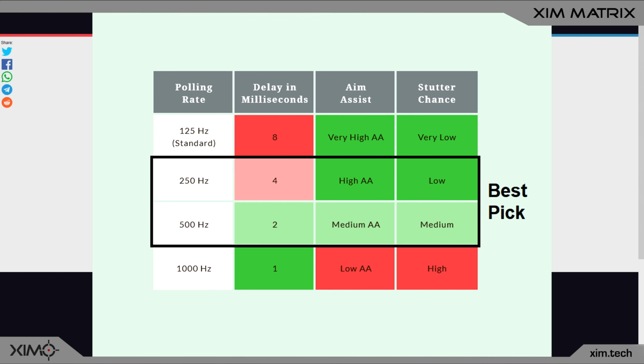Both polling rates ensure that you will have far less empty packets than with 1000 Hz. And as you can see in the chart, the delay is almost the same as for the highest polling rate. So you basically only have advantages when using one of these two polling rates.